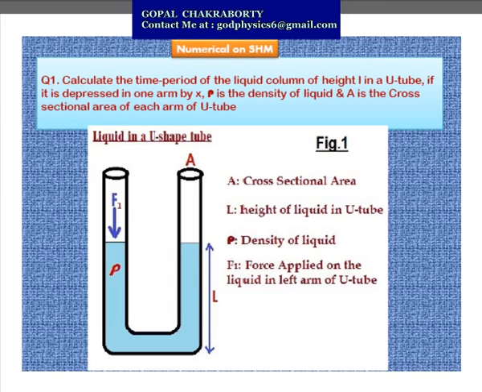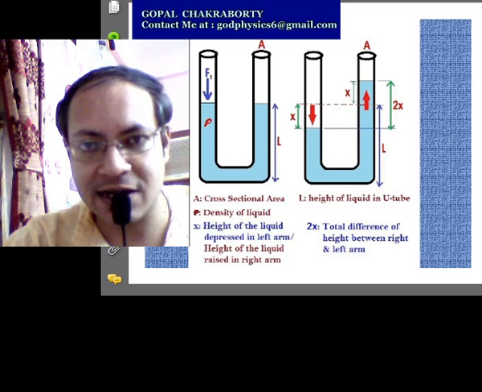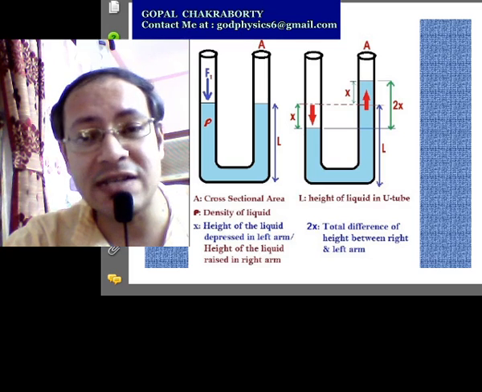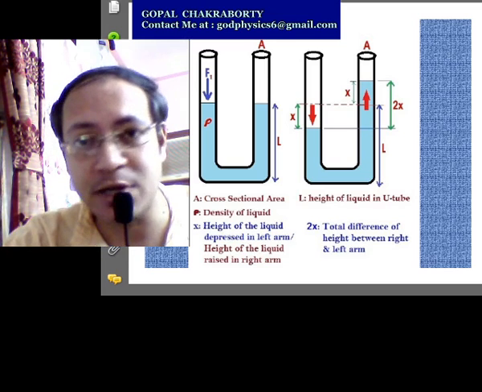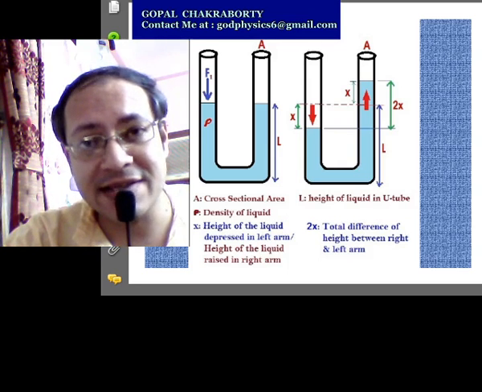From this diagram, we have to find out the time period of oscillation of this liquid column. To solve this numerical, first of all you have to understand this diagram very clearly, because you have to know what changes you will get at the time of execution of simple harmonic motion by that liquid in a U-shaped tube. It is clearly visible in my diagram on the right hand side. I will describe this in detail.